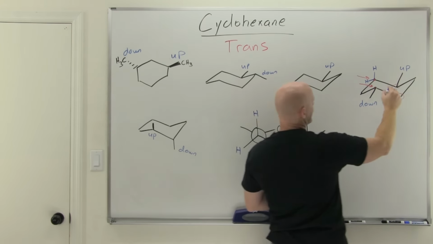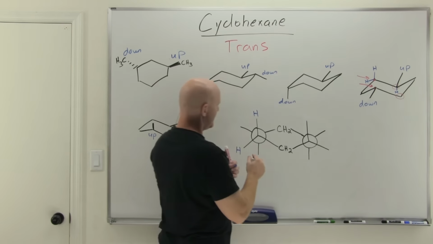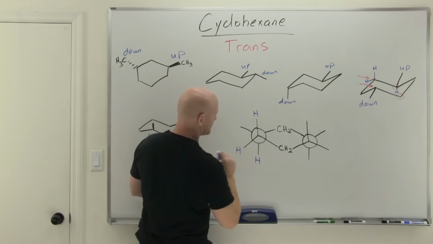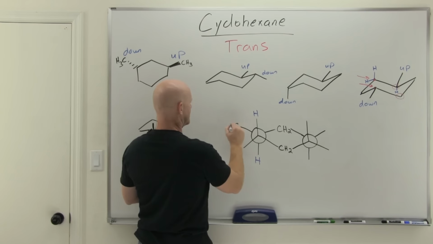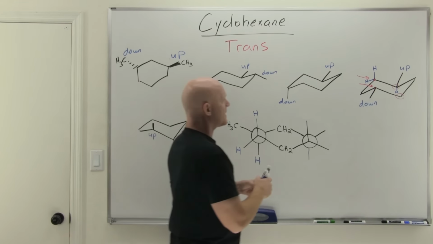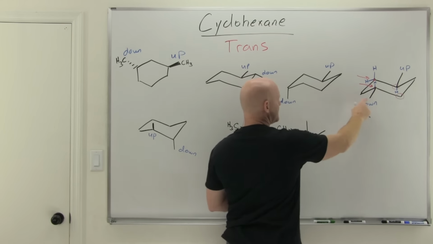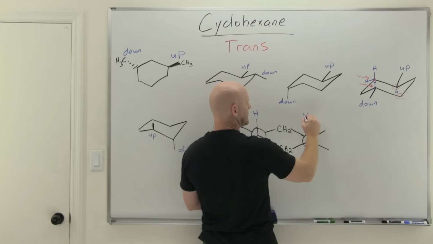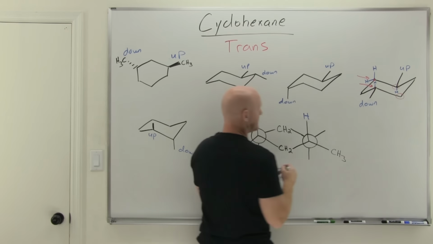And then I can see on the back carbon, I've got in the equatorial, that's where the methyl group is, and then I've got a hydrogen in the axial pointing straight down. And then on the right arm, I can see that I've got a hydrogen in the axial pointing straight up, but the methyl group is in the equatorial right here.